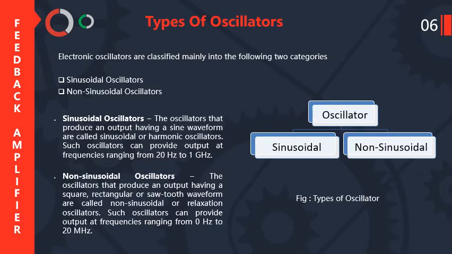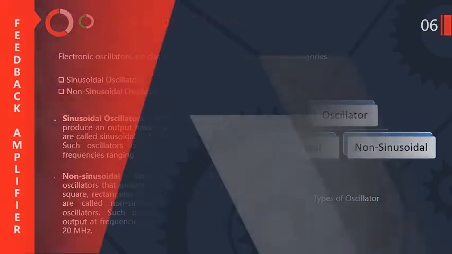Second is non-sinusoidal oscillator. The oscillators that produce an output having a square, rectangular, or sawtooth waveform are called non-sinusoidal or relaxation oscillators. Such oscillators can provide output at frequencies ranging from 0 Hz to 20 MHz. Next topic is sinusoidal oscillators.